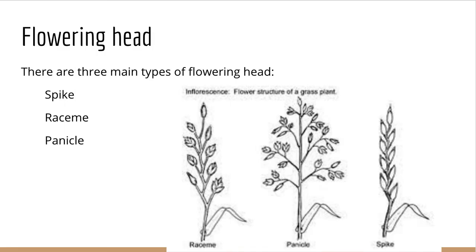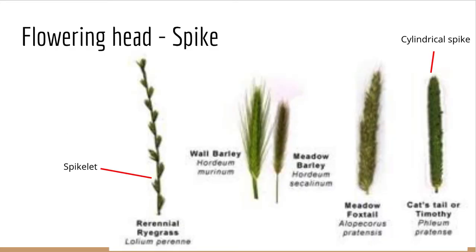We can talk about the flowering head, which is also known as an inflorescence. So there are three main types. Today we're going to cover the spike and the panicle. The spike. So a spike is a main stalk, and there are no side stalks, and the spikelets are seated on the main axis itself.